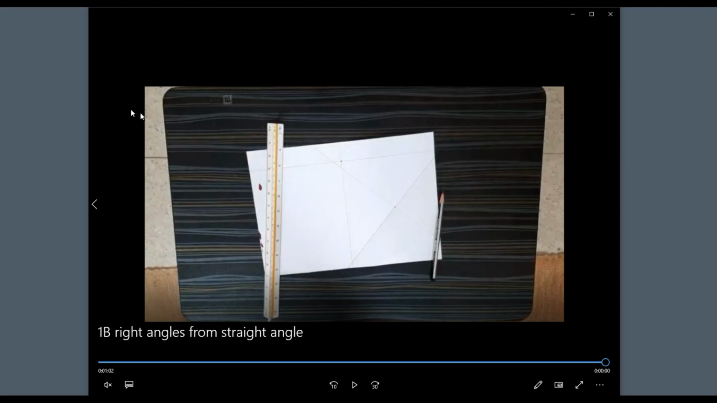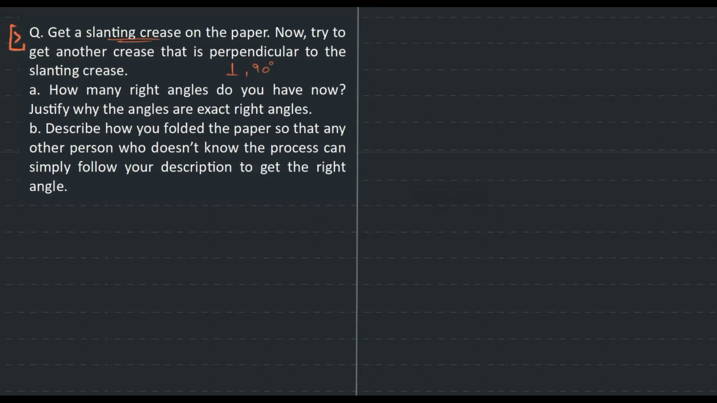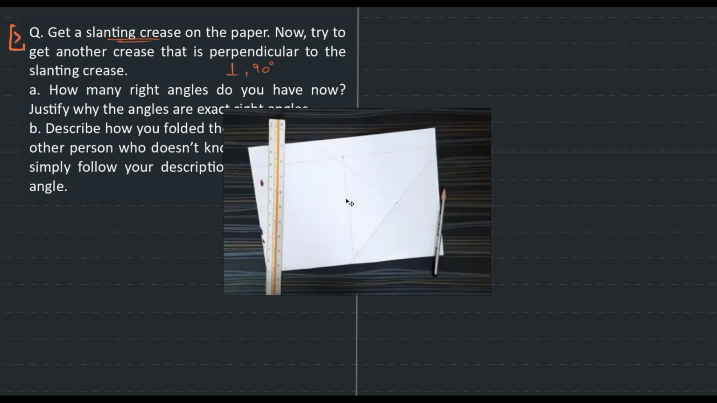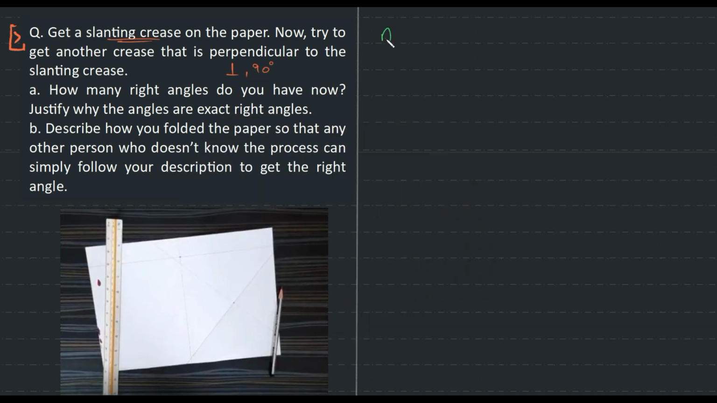Okay. Now the question is, very first question is, how many right angles do you have now? So this is not part of the answer. This is for your understanding. So first thing first, this was the original crease. And this is the line which is creating the right angle. So now the question is, how many right angles are there? So there is 1, 2, right? How many are there? 2, right? No, there is 3 and 4. There are 4 right angles.